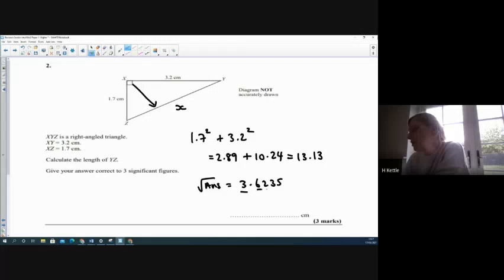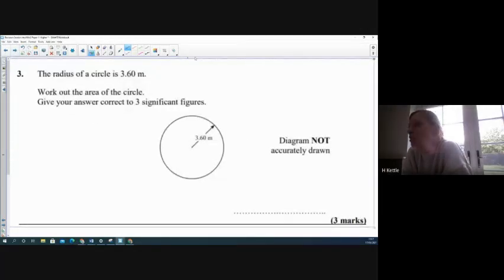So 1, 2, 3, 3.62, because the next numbers are 3, so that wouldn't round it up, that would keep it the same. So that's Pythagoras. Square them and add them, or square them and take away, depending on whether you want the longest or the shortest side.